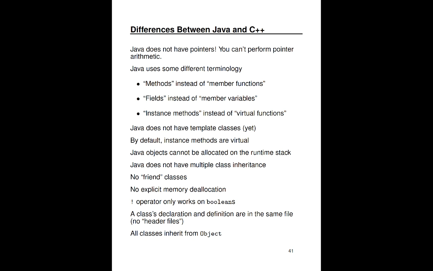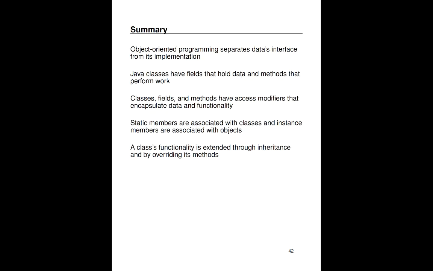The not operator, the bang operator, only works on booleans, and so if you want to check if a reference to an object is null, you say whether or not it equals null instead of saying if not object. Unlike in C++, where you have header files where you declare the contract for a class in a .h or .hpp file and then the implementation in a .cpp file, everything's in the same file in Java. I think that keeps things more simple. And in Java, all classes inherit from Object, so there is a root class, where in C++, or at least original C++, there was not.